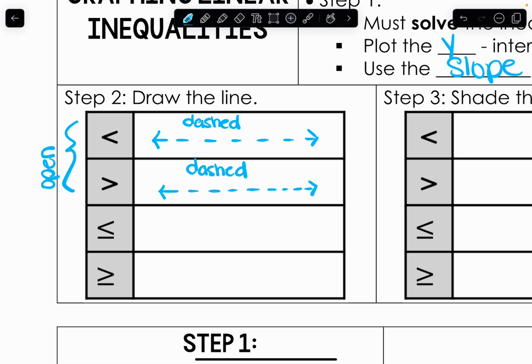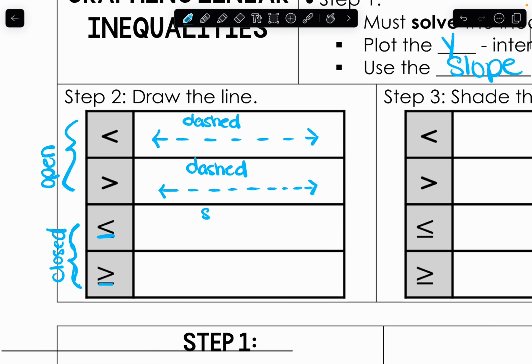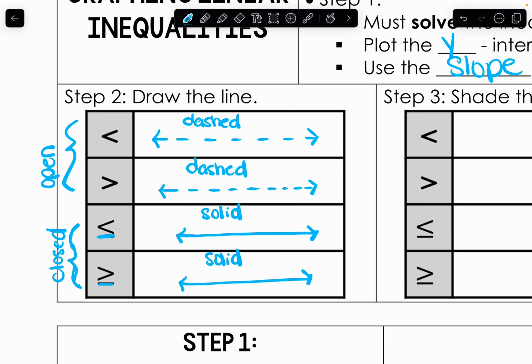Okay. When we first worked with solving inequalities, we said that the line that's underlined, that's what fills in your bubble, and those are for closed circles. So when you have a closed inequality or a closed circle, you're going to draw a solid line or a regular line where the points are all connected.